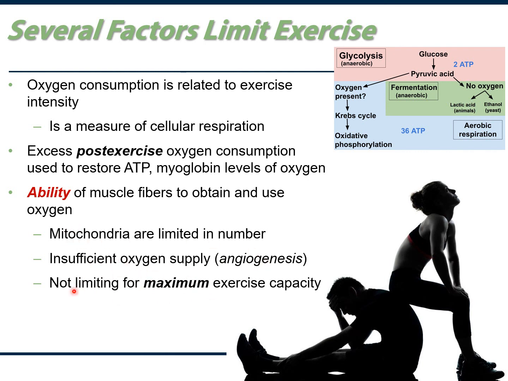That's because maximum contraction is anaerobic. Okay? It's anaerobic. We don't need mitochondria for anaerobic. We just need enzymes in the cytosol for anaerobic. All right? Don't need oxygen. Just need glucose and ATP. So it's not limiting for maximum exercise capacity, but it is limiting for sustained exercise capacity. So it's influencing sub-maximal.